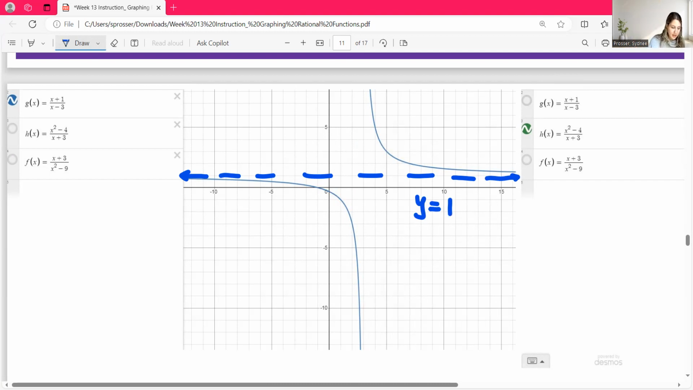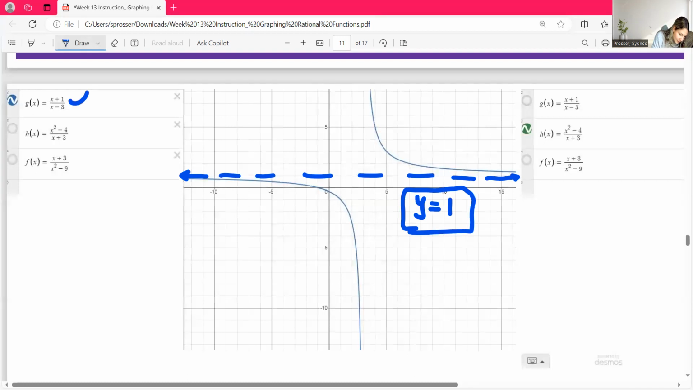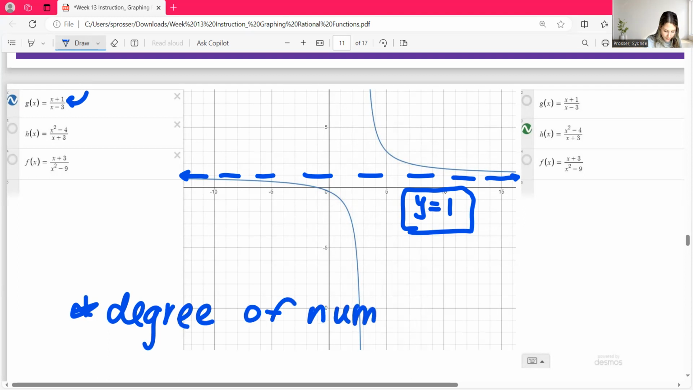That's our horizontal asymptote. There's a rule for how we can get y equals 1 out of this equation g of x. When it comes to horizontal asymptotes, we are looking at the degree of the numerator and denominator. Degree is the highest exponent. Both the degree of the numerator and denominator here are the same, and somehow we're getting a horizontal asymptote of 1. We'll figure that out in a moment.